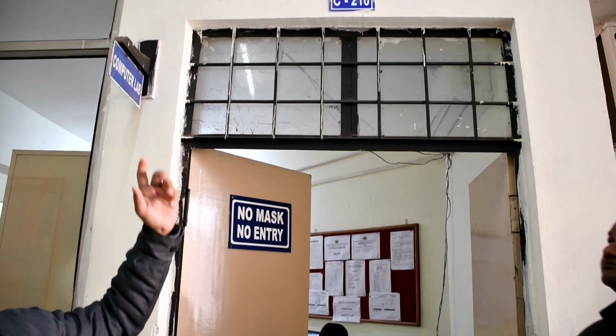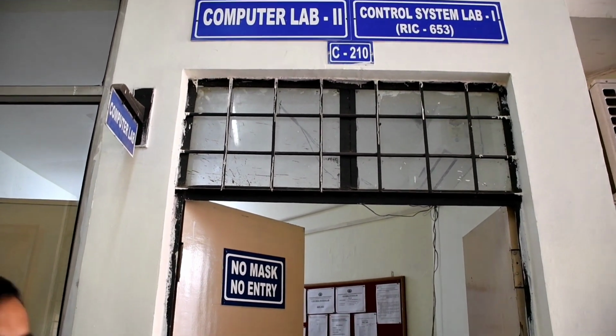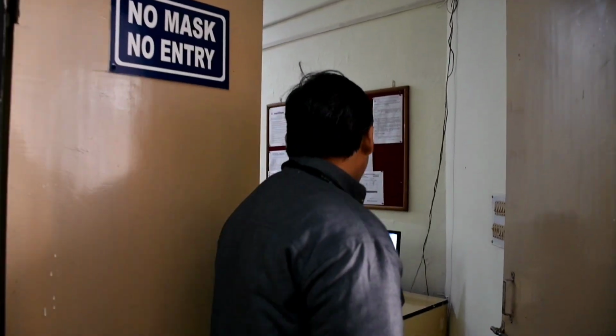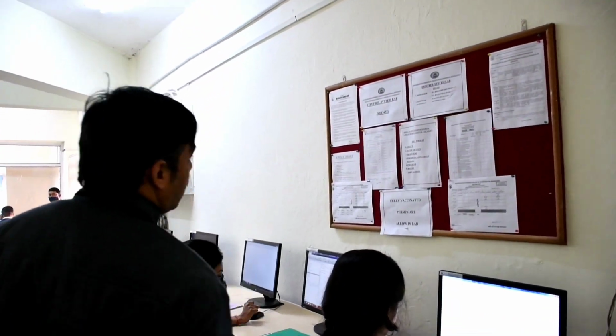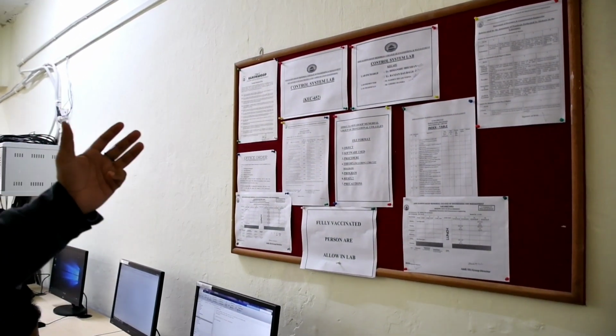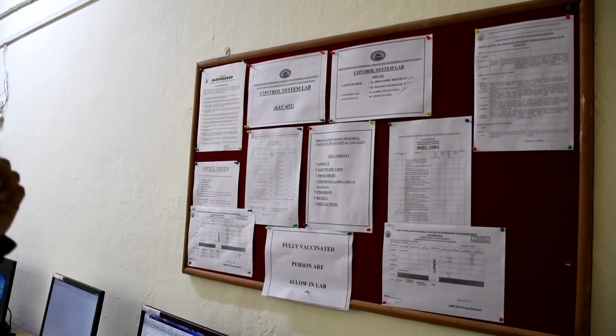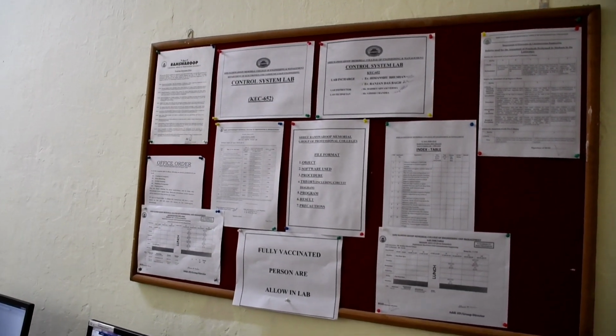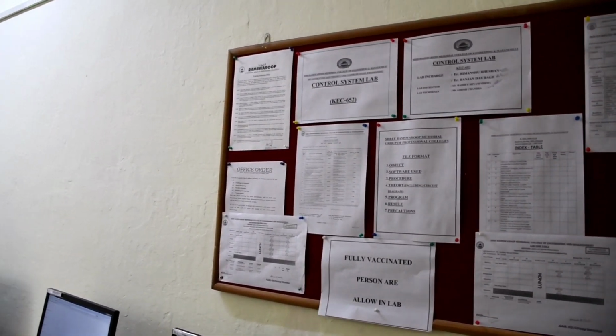I am Himanshu Bhushan, Assistant Professor in the Electronics Engineering Department, and this is the Control System Lab. Please come. This is the notice board of the Control System Lab. Here the lab activity chart and lab timetable are displayed.